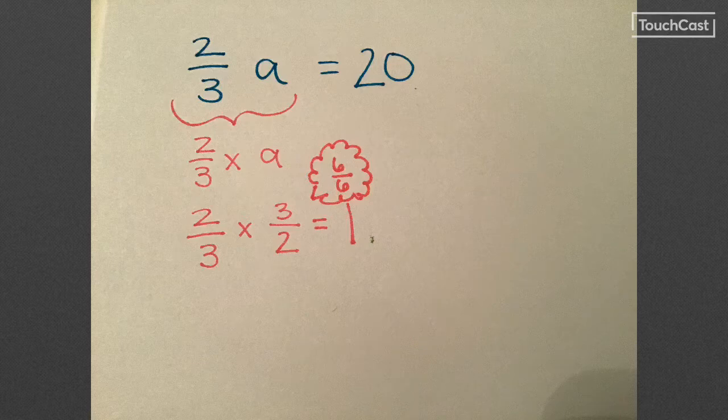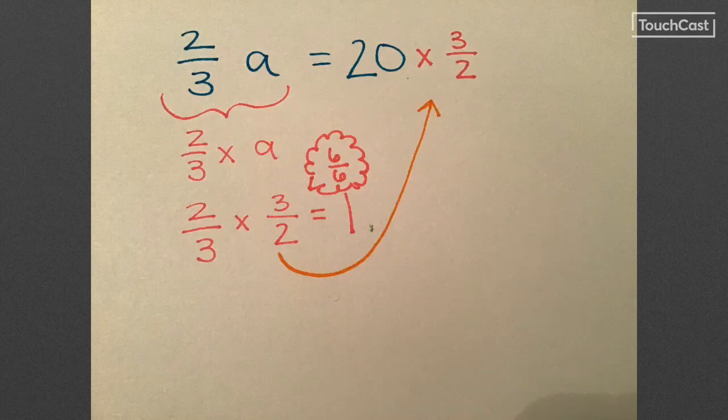That's going to equal 1, or 6/6. So now the left side of the equation says 1 times a. But if I multiply by 3/2 on the left, I have to still multiply by 3/2 on the right.